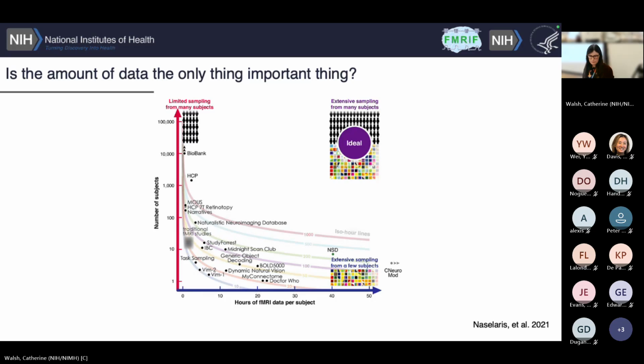Okay. Just very briefly, I'm going to go back to this chart because I think an important question that we can ask is, is this the only dimension that really matters to us? So I'm talking about deep sampling, and basically what I'm essentially saying so far is that there are two dimensions you can have a study on. You can have lots of subjects or you can have lots of time in the scanner. But is that really all we care about?